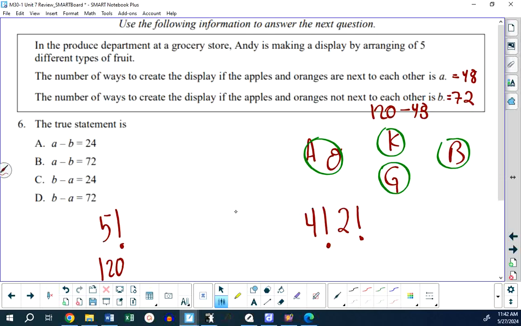So is C not the correct answer? It is, yeah. So we have one more step to go. We found the number where they're together, we found the number where they're not together, and the question is how do they compare? And B minus A is equal to 24. Does that make sense? Okay. Yeah. Number 9? Yeah, it says there's no restrictions on this one, but the answer is 100.